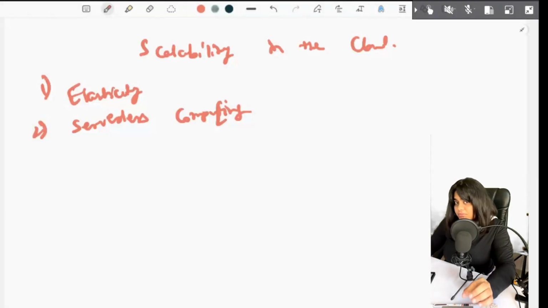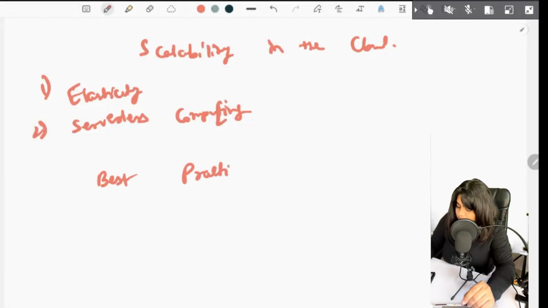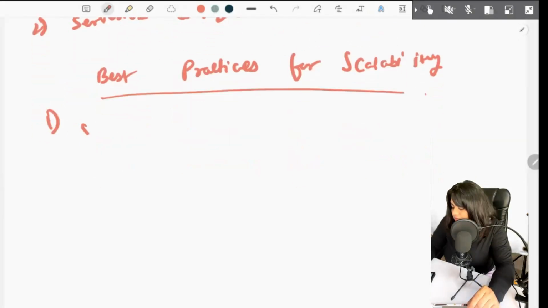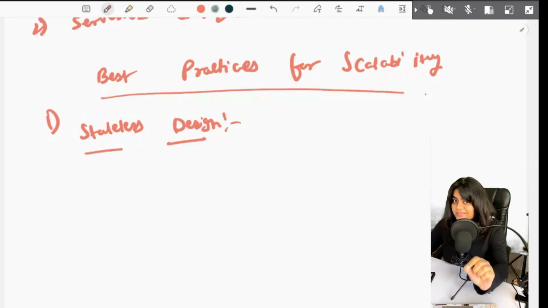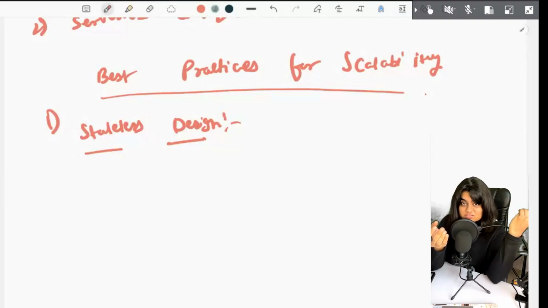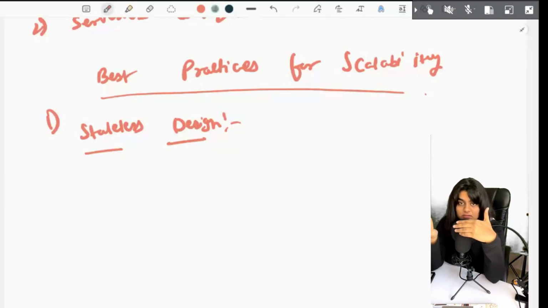And let's talk about the best practices for scalability. First is stateless design. What do we mean by stateless design? They don't rely on stored data from previous interactions. This makes it easier to distribute the workloads across servers.